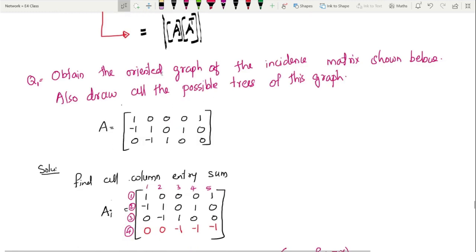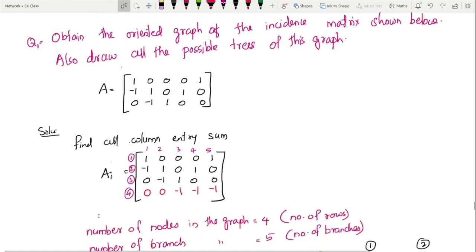Now, first of all, we need to draw the graph. Why? Because we need to draw all the possible trees of this graph. So first of all, we need to build the oriented graph of this incident matrix. So let's generate the fourth row's entries. Here it is already 0. In the second column also the entry is 0, sum is 0. Here, in order to make the sum 0, this entry should be minus 1. Here also the entry should be minus 1. Here also the entry should be minus 1. Now we got the relations.